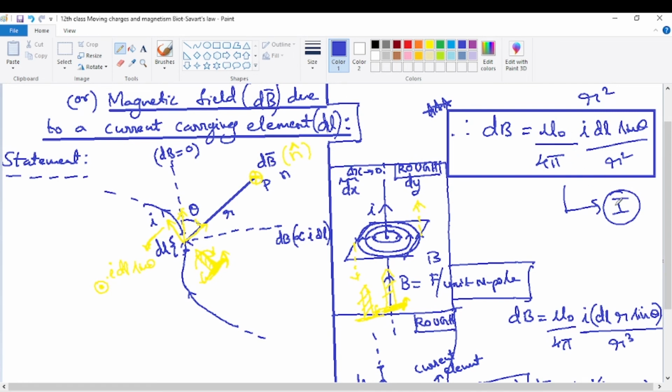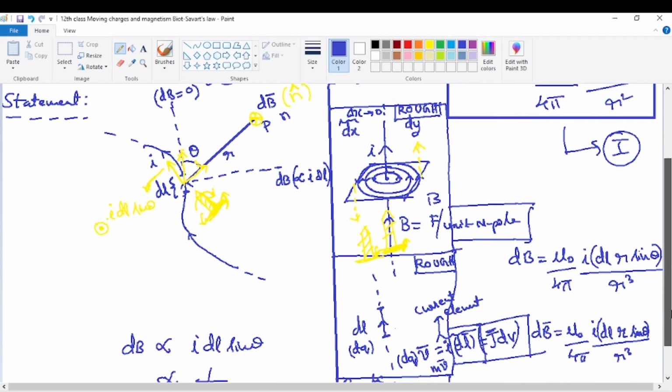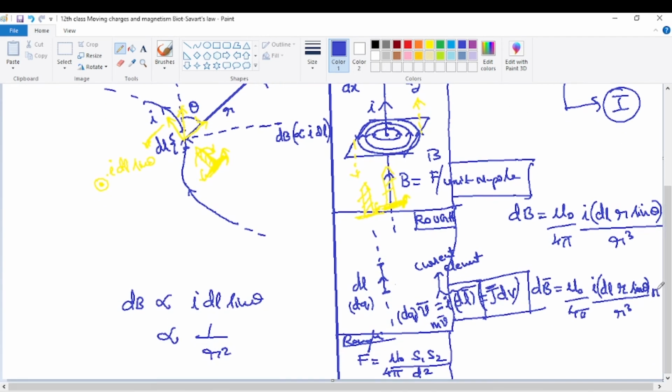Equation 1, result 1, Roman 1 gives the magnitude of dv. Any vector can be written as its magnitude into its unit vector. So what is the unit vector of dv bar? Unit vector of dv bar means a unit vector in the direction of dv bar, which is also directed into the plane of the board. So this can be written as its magnitude into n cap.